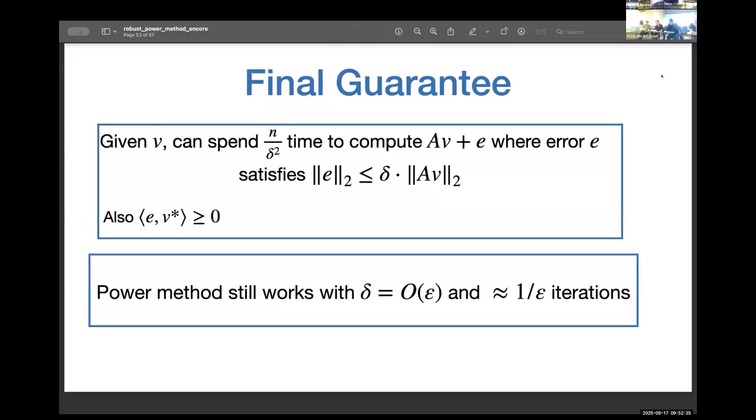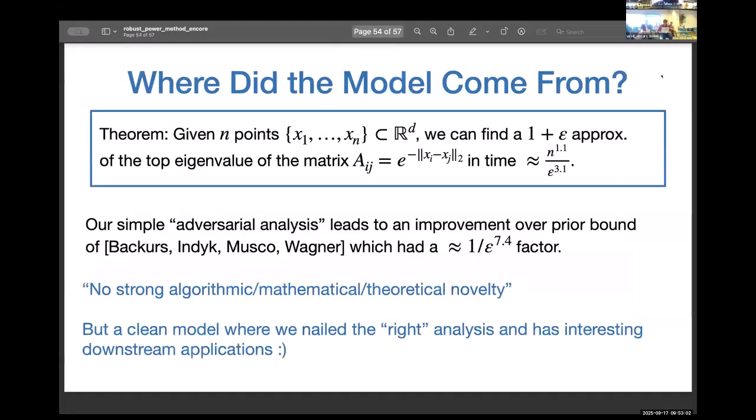Okay, so what is the final guarantee, right? If I have this delta MVP model, where the adversary, noise adversary, whatever, can move my vector in a small radius, but I'm guaranteed that they cannot kill progress in the first direction, then the power method still works with the natural setting of delta being epsilon, and it still takes the same number of steps. Okay, 1 over epsilon. It doesn't get any slower.